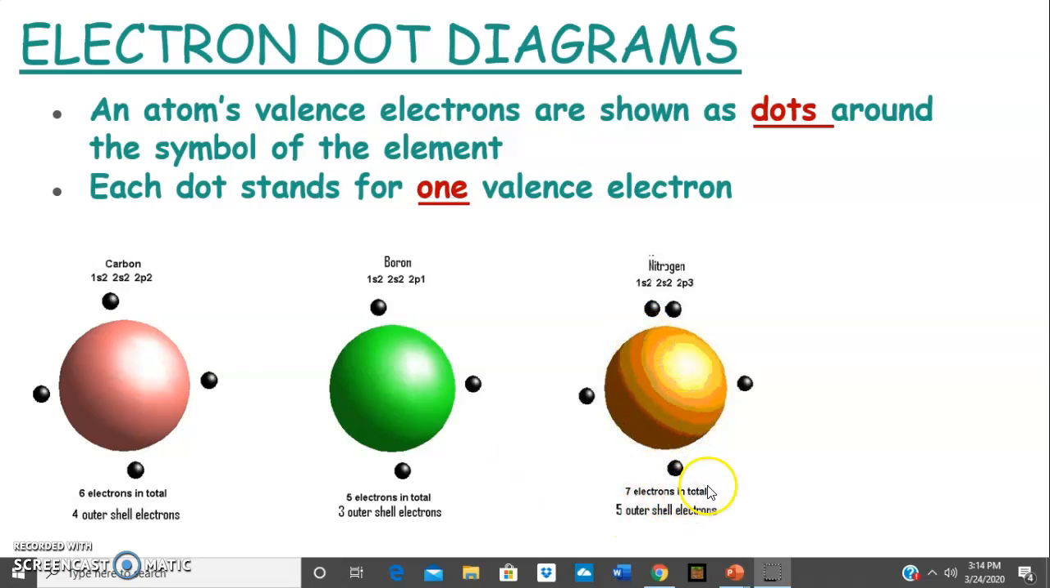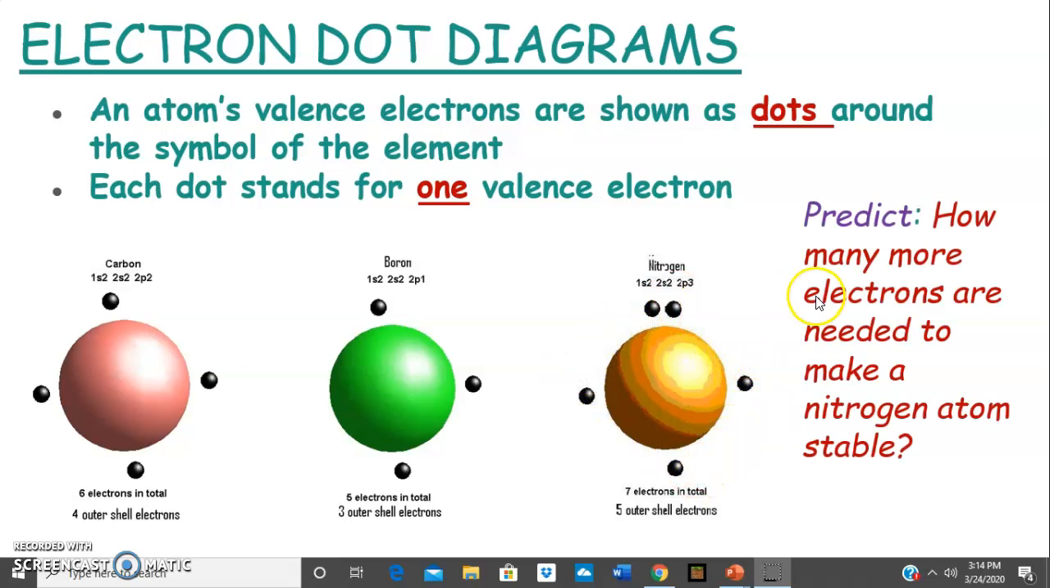Nitrogen here has 7 electrons in total, but only 5 outer shell electrons. So I go 1, 2, 3, 4. And the second time around, we go around, we get a buddy. So we get 5. 1, 2, 3, 4, 5.